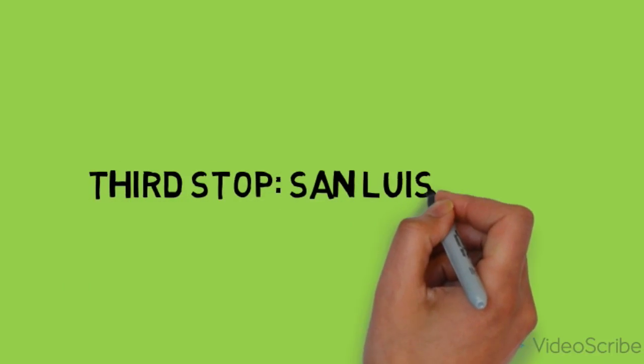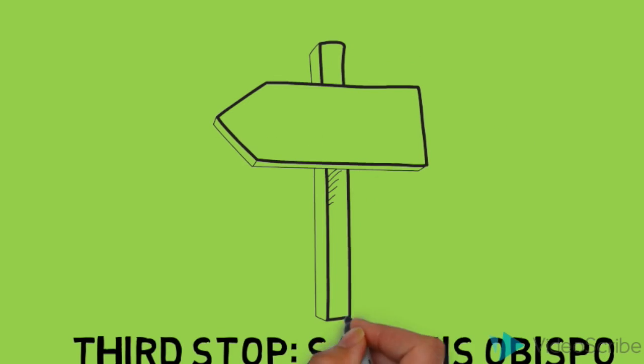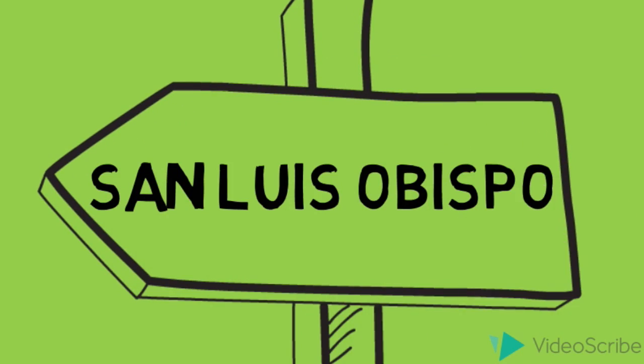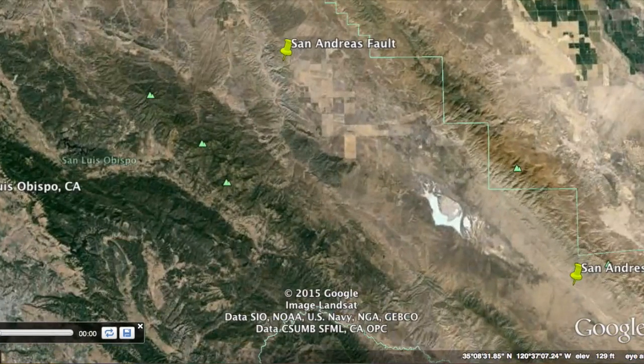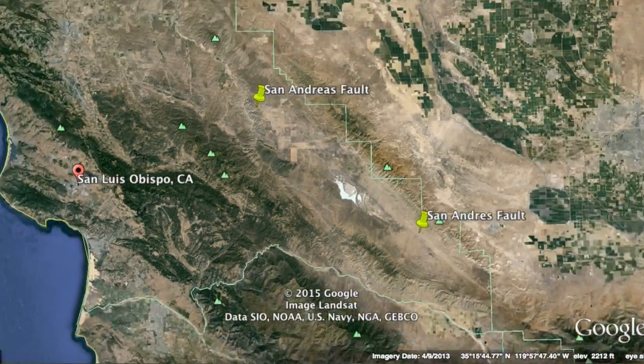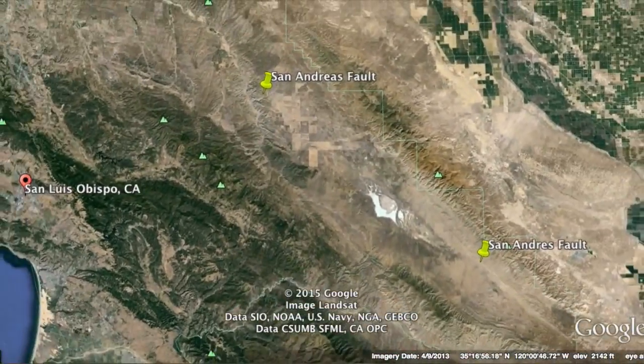Our third and final stop will be San Luis Obispo. In San Luis Obispo, we will examine a lithosphere hazard known as earthquakes. Within this local scaled view, we can see the renowned San Andreas fault line from the location of San Luis Obispo, California.